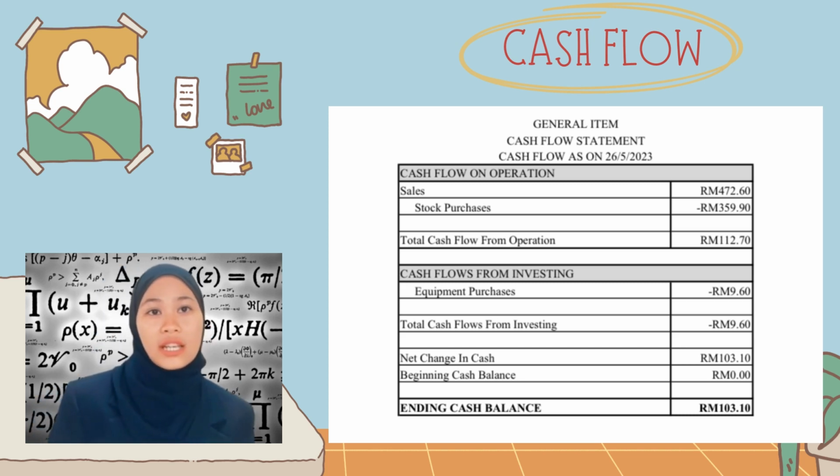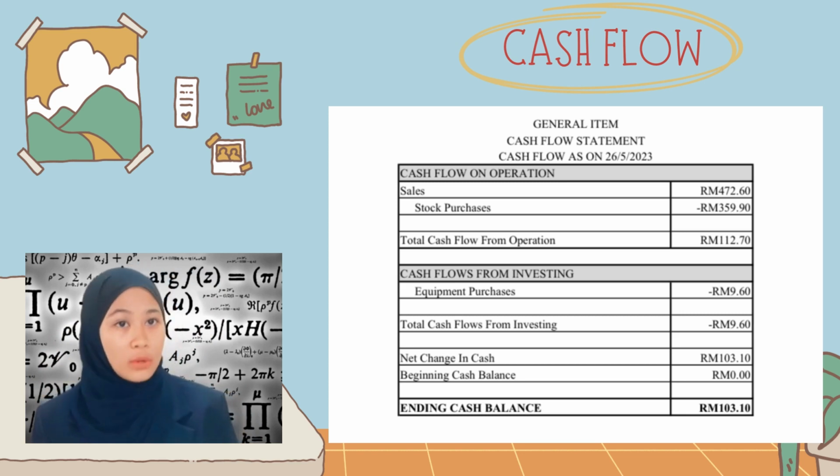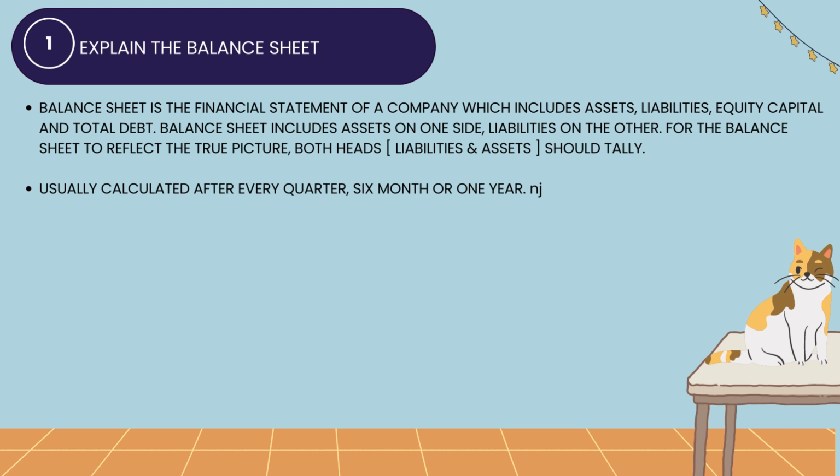The second one is cash flow from investing. The first is equipment purchases. Our equipment purchases is 9 ringgit and 60 cents, and our total cash flow from investing is 9 ringgit and 60 cents. Next, our net change in cash is 102 ringgit and 10 cents, and our beginning cash balance is 0. Our ending cash balance for the cash flow is 102 ringgit and 10 cents.